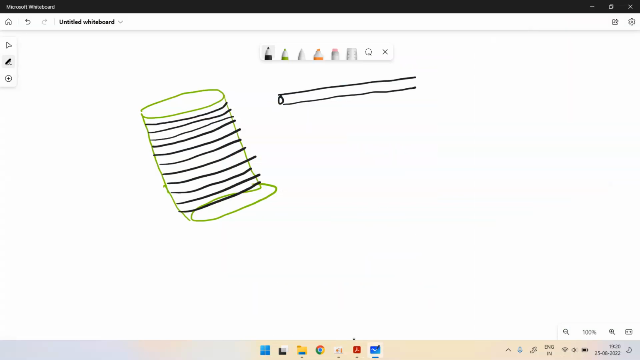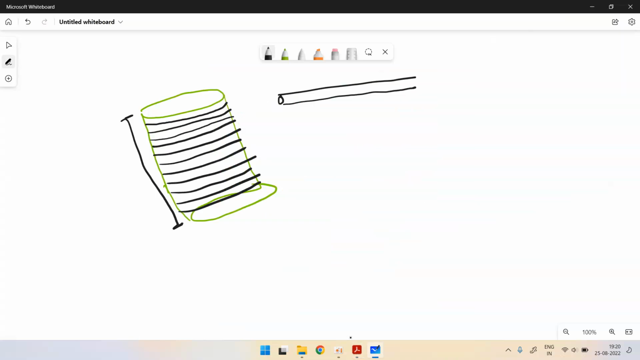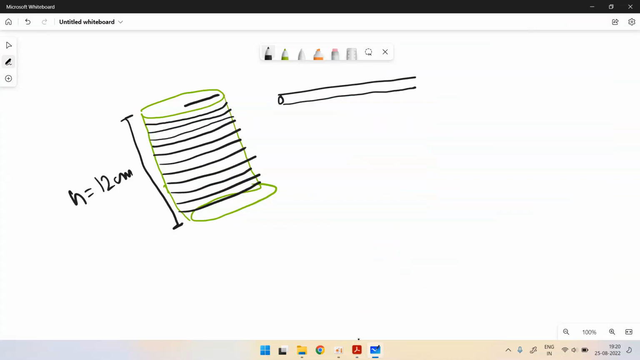The length of the cylinder, or you can say the height of the cylinder, is 12 centimeter. Diameter was given as 10 centimeter, which means the radius will be equal to d by 2, equals 5 centimeter. This is the radius.